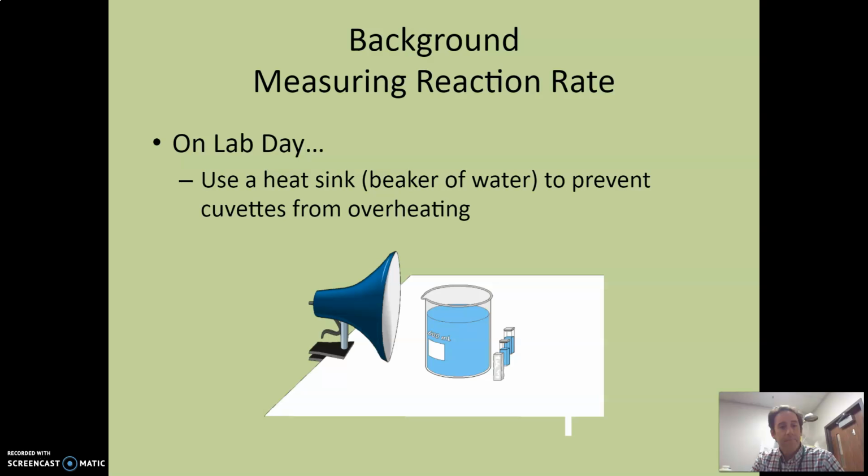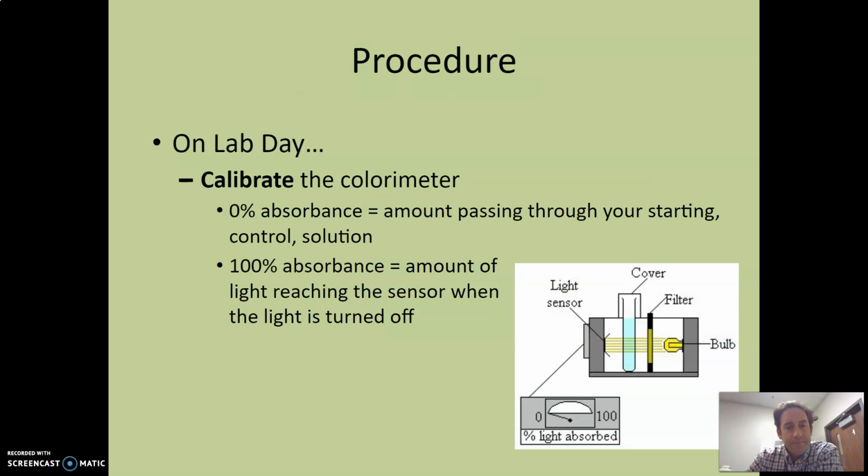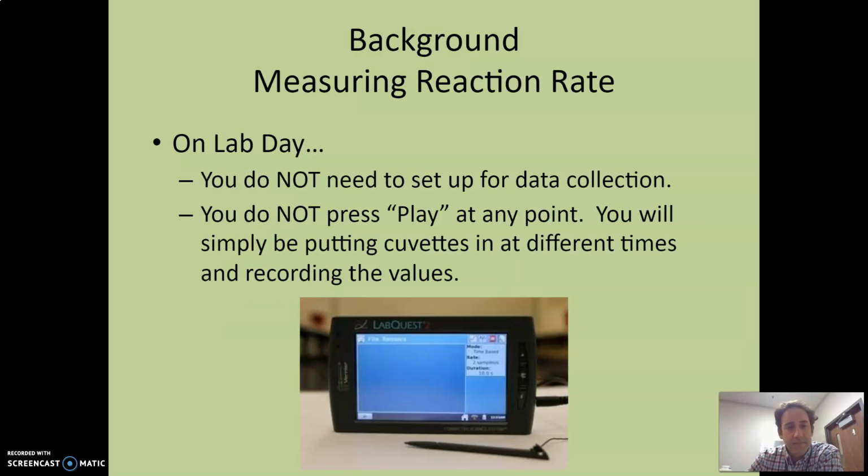Then, you're going to use that heat sink that I mentioned, that beaker of water. And then just like before, you're going to do the calibration of the colorimeter, where you just basically put in your control trial and then push that calibrate button.